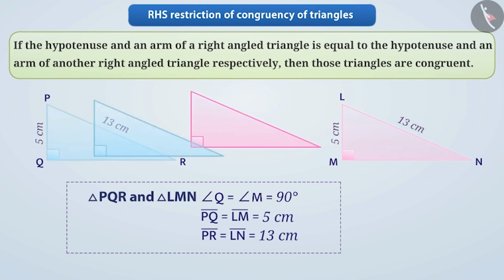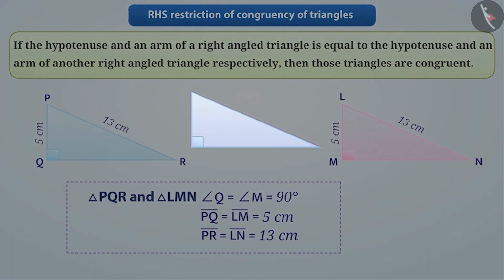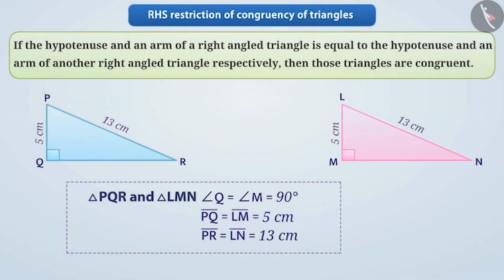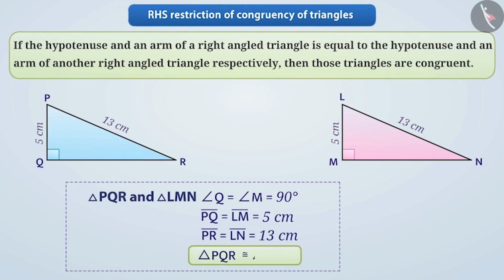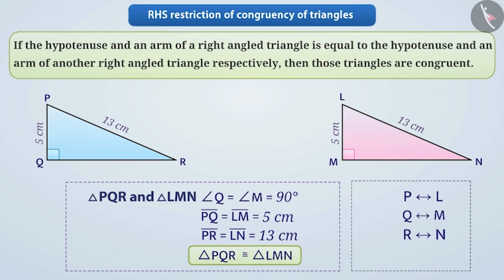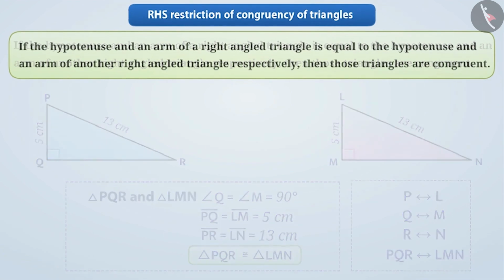If one of these triangles is placed on the other, then we will be able to see that it completely covers the other triangle. That is, both of them have equal size and shape. In geometry, we say that triangle PQR and triangle LMN are congruent. Here the congruency is such that PQR corresponds to LMN. Therefore, the relation of congruency can be written as triangle PQR is congruent to triangle LMN.